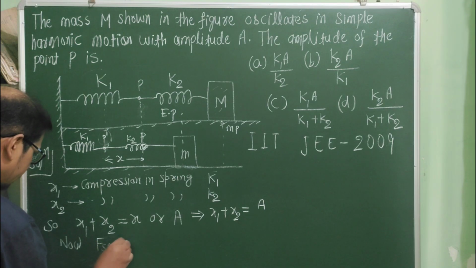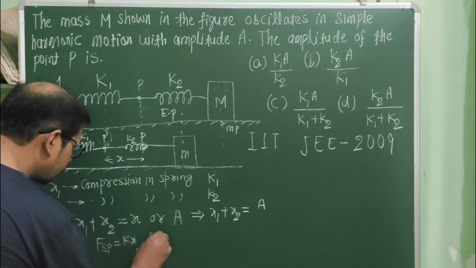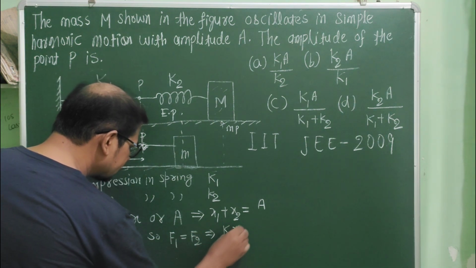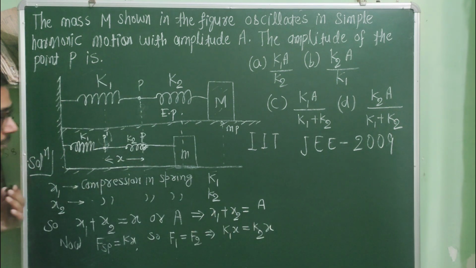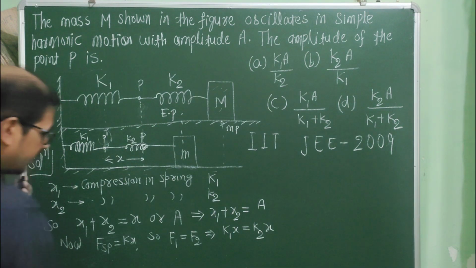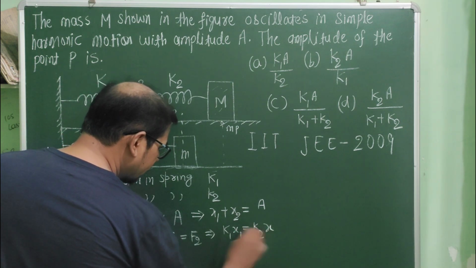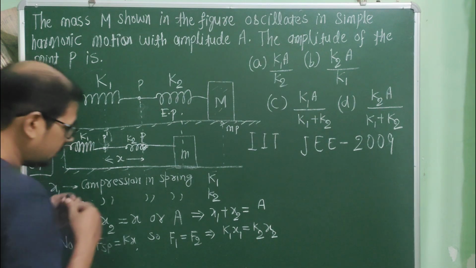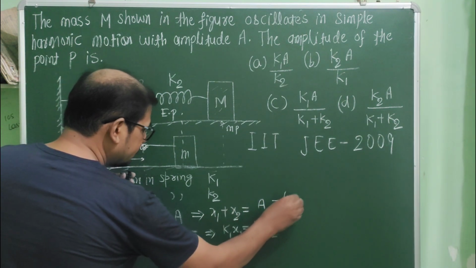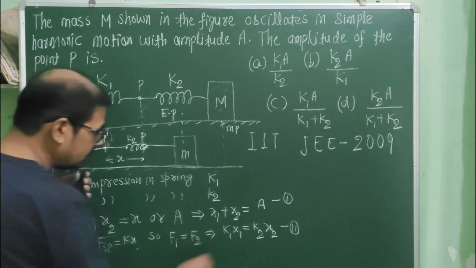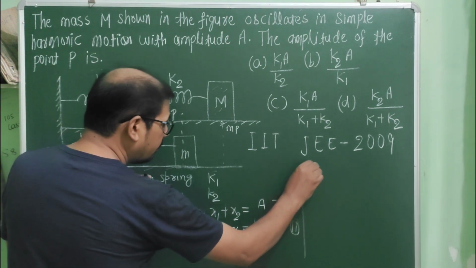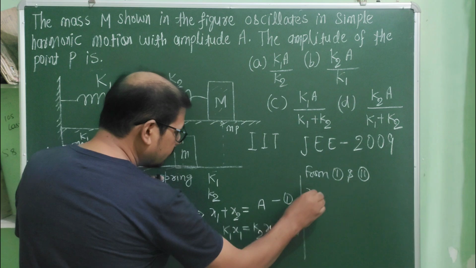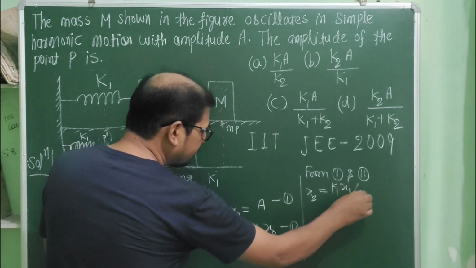Now, the force in a spring is equal to K into X, so the force in the first spring is equal to the force in the second, as in the case of series. This is K1X1 and this is K2X2. This is equation number first and this is equation number second. From first and second, X2 is equal to K1X1 divided by K2.